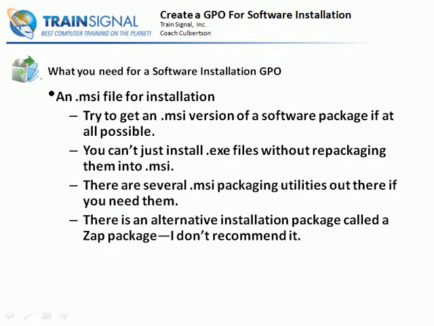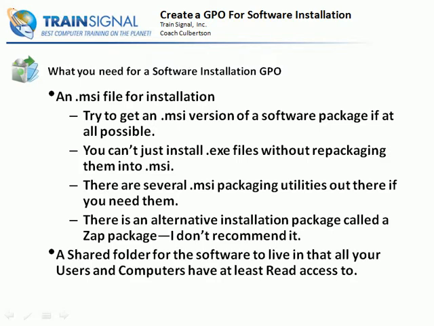Now, there is an alternative installation package called the ZAP package, which supposedly you can take a .exe file and wrap it into this ZAP package format and use the ZAP package along with this group policy installation technique that we're going to be walking through. But here's the deal, I don't recommend it. I haven't had a lot of good fortune with it, and it's probably going to cause you some headaches. So again, try to get a .msi version of the software package if your vendor has it available at all. But if they don't have it available, find yourself a good MSI repackaging utility.